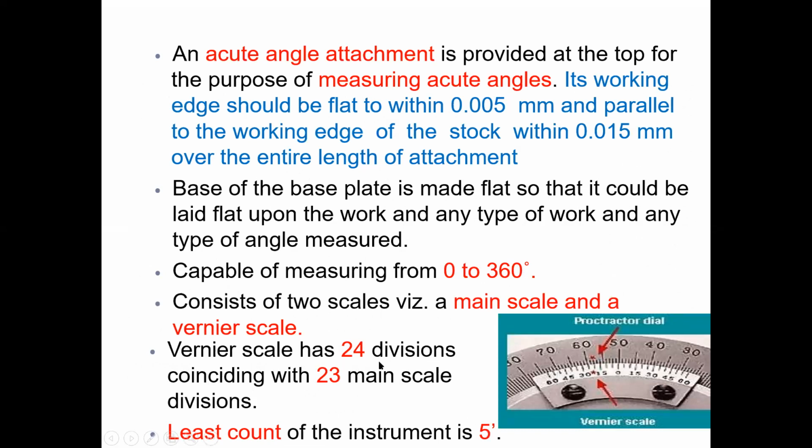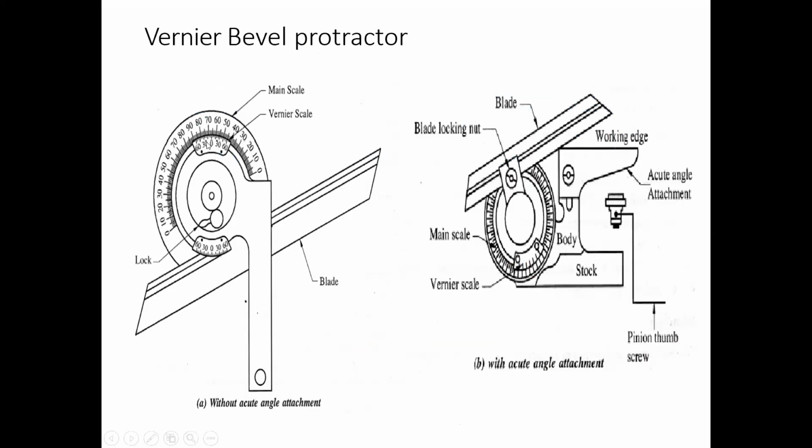The vernier scale has 24 divisions coinciding with 23 main scale divisions. Total 24 divisions. 24 means right side 12 and left side 12. You have 12 divisions to the right of 0 and 12 divisions to the left of 0. On both sides, you have the same 12 vernier divisions.